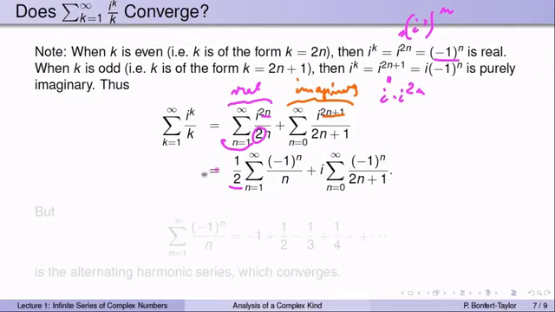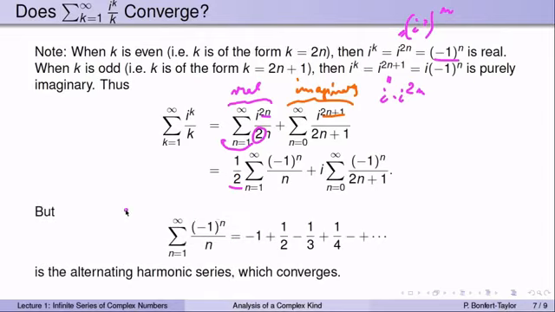Now let's look at these two series. What is the sum of -1 to the n over n? That's called the alternating harmonic series, because it's almost like a harmonic series, but the signs alternate between 1 and -1. And the claim is the alternating harmonic series converges. How would you see that?